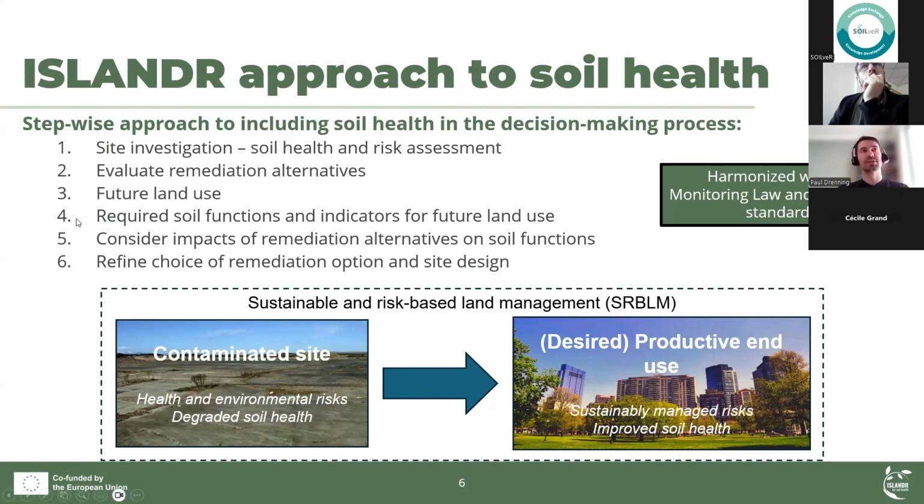So we have six steps here, in this process to go from a contaminated site to a productive site, starting with a site investigation, which combines soil health and risk assessment, evaluating remediation alternatives that may be suitable to manage this contamination, considering a future land use and its suitability, considering which soil functions and indicators may be most relevant for a future land use, and then the impacts of our selected remediation alternatives on these soil functions, and then finally, in an iterative way, refining our choice of remediation option and site design.